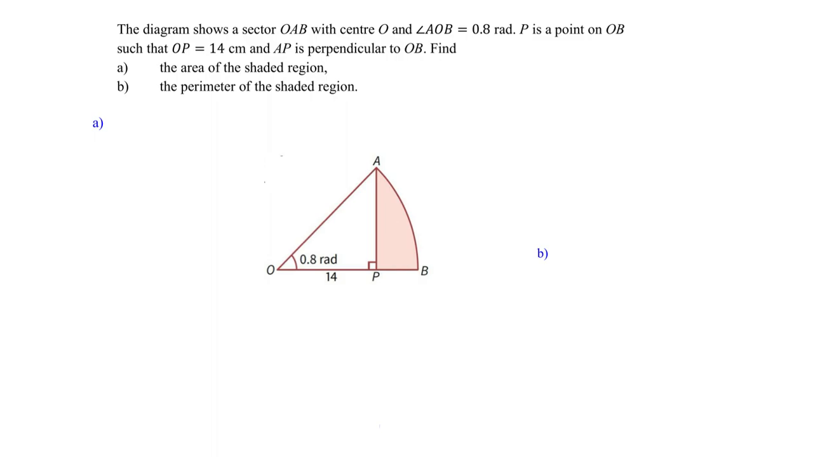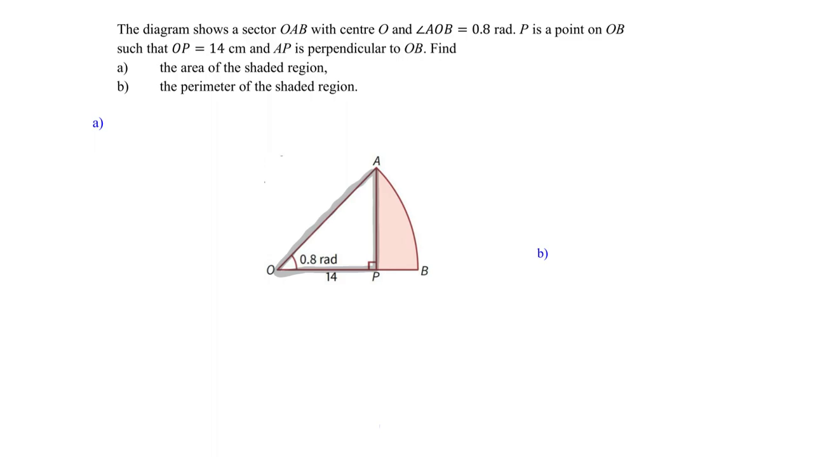Now, P is on this point OP such that AP is perpendicular, and we are also given OP is 14, and I see a right angle triangle. So at this point, Mr. Tan also thinks about trigonometric ratios, SOH CAH TOA.